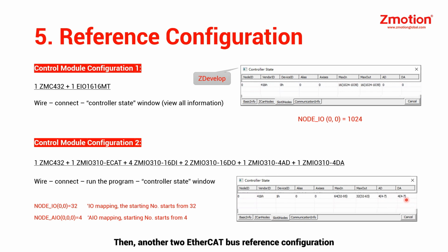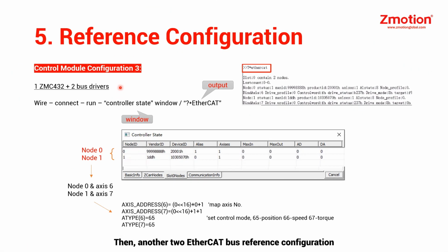Then another EtherCAT bus reference configuration. ZMC controller and 2 bus drivers. At this time, there are 2 nodes scanned, and they both are bus drivers. Each driver is with 1 motor. Axis with node 0 is mapped to axis 6. Axis with node 1 is mapped to axis 7. After bus initialization, you can get node information through this command.